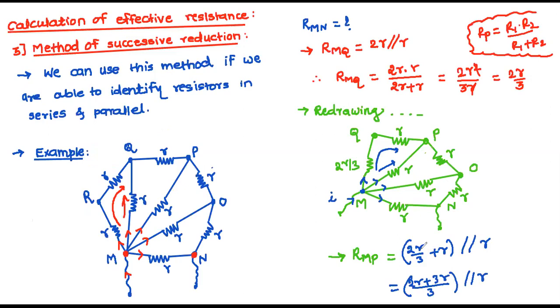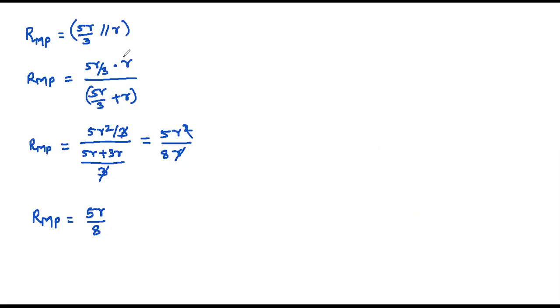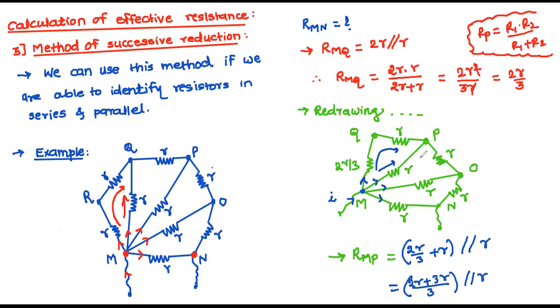2R by 3 plus R is how much? 5R by 3 is in parallel with R. So this 5R by 3 into R, R1 R2 by R1 plus R2. So this into this, how much? 5R square by 3. And this 5R plus 3R, that is 8R by 3. So this 3 cancels and everything is right. Okay, good. So next, now this branch is finished, this total part is finished. Now what is left is this one. So let's go ahead with this.